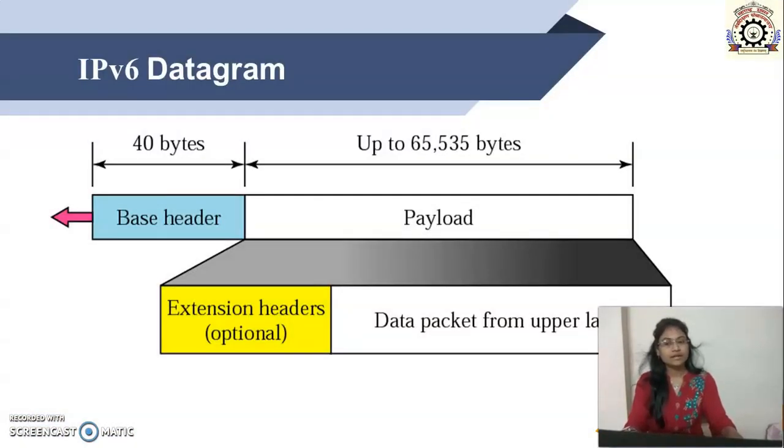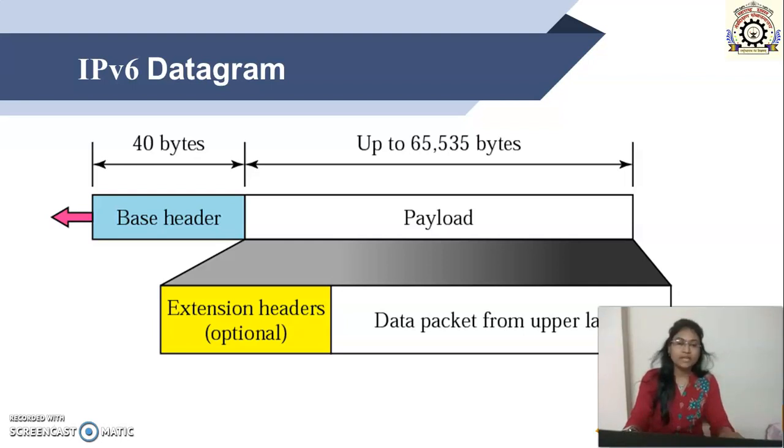In IPv6, the datagram is composed of base header and payload. Base header has a fixed size of 40 bytes and this base header is followed by the payload. The payload has a size of up to 65,535 bytes. Again, the payload is composed of extension headers and data packet from upper layer. Extension headers are optional. It means that they may be present or they may be absent. And these extension headers are followed by the data packet from upper layer.